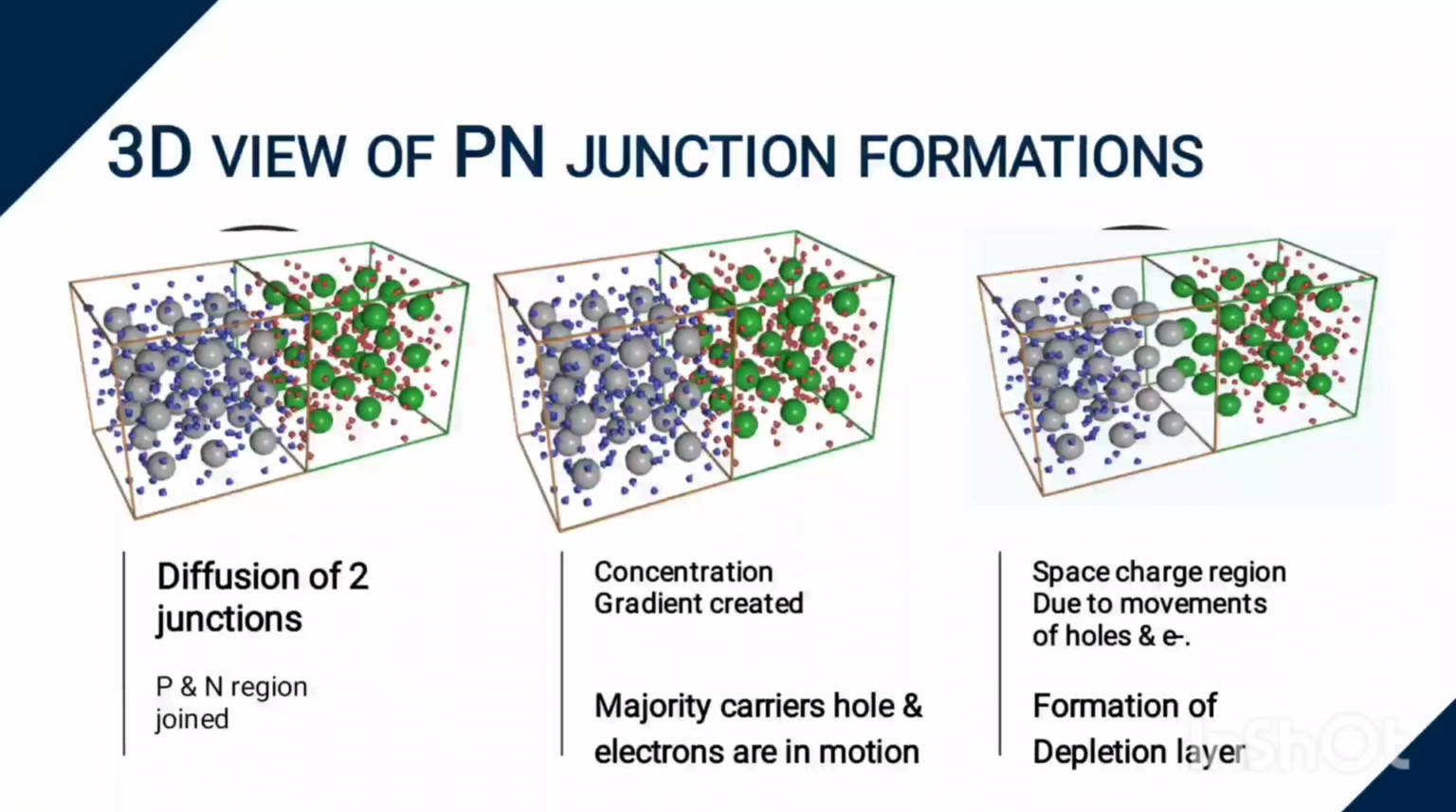So due to diffusion of electrons and holes, in the third diagram we can see that there is a creation of space charge region. You can see in the middle part of the third diagram that there is an absence of a few majority carriers. Although charges are present, the majority carriers are separated at that region. This happens due to the concentration gradient. So the space charge region, also known as the depletion region or depletion layer, has been created.